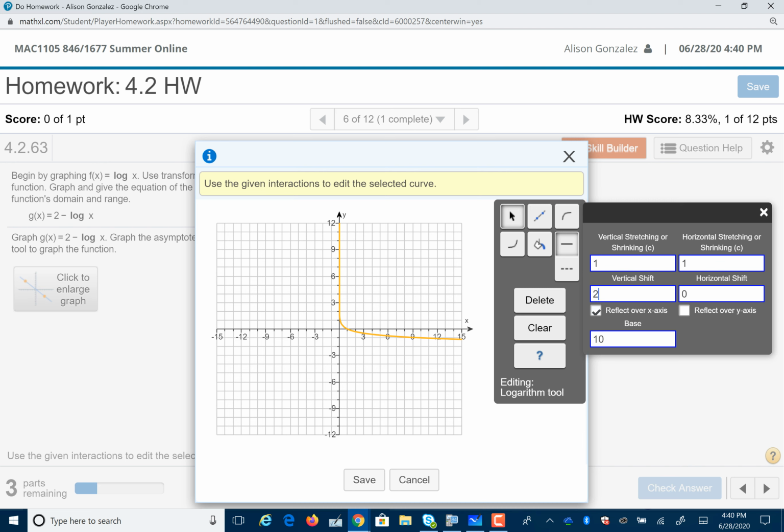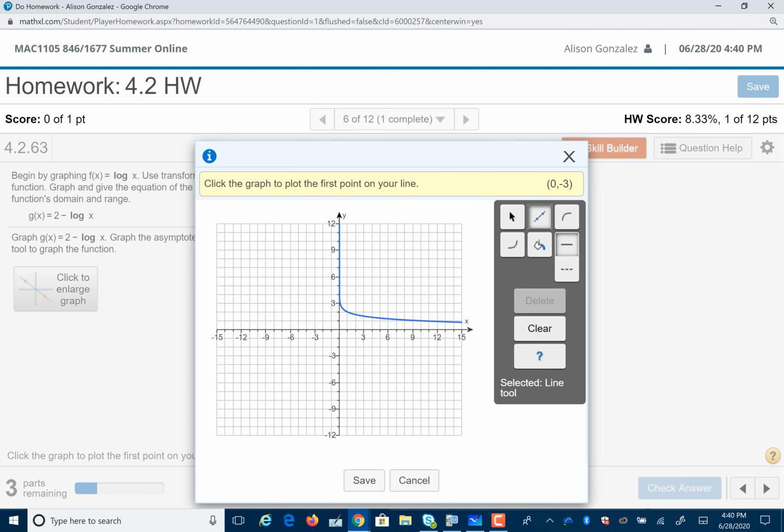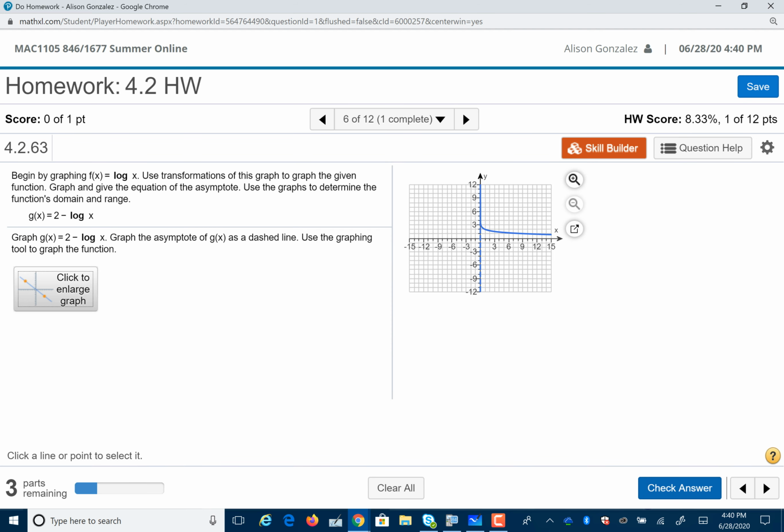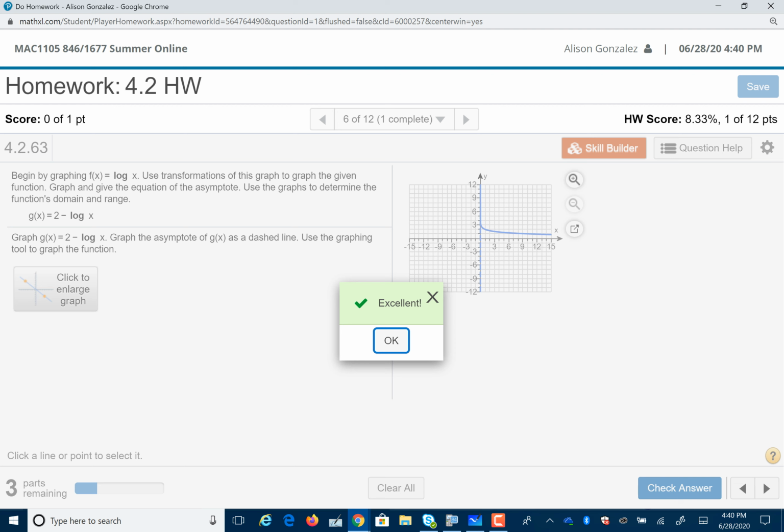So it's gone up 2. It hasn't gone to the left or right. So when we look for the asymptote, it's just going to be the same one we've had before. It's going to be the line x equals 0 again. So that's how you graph with these.